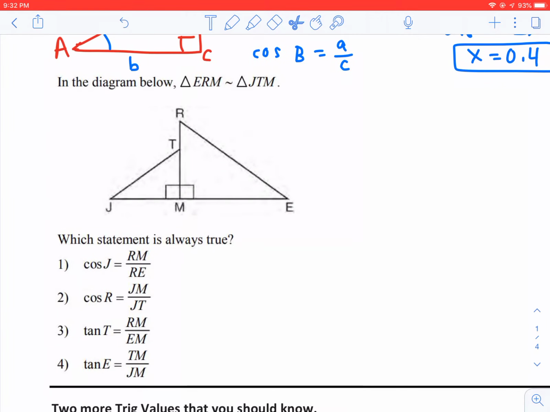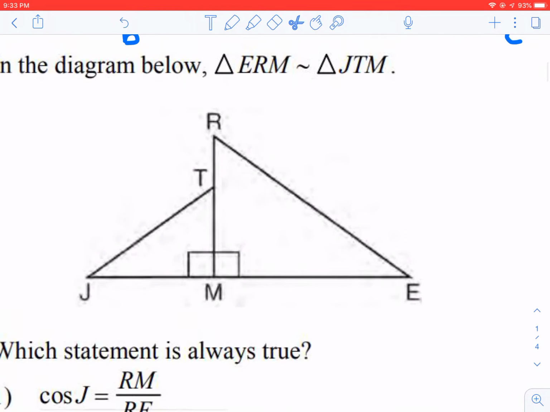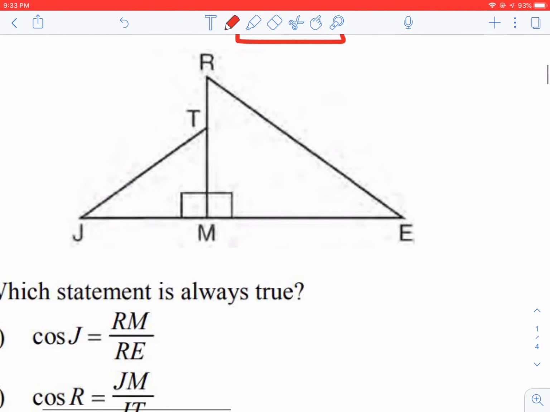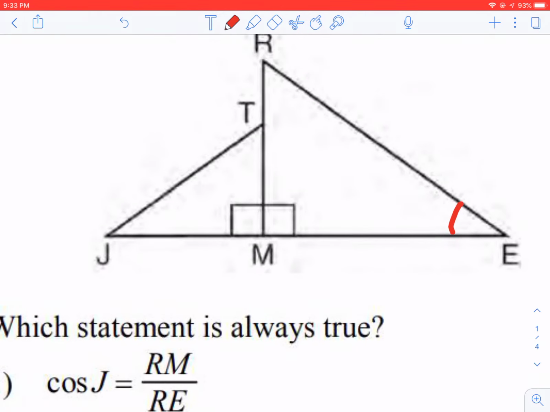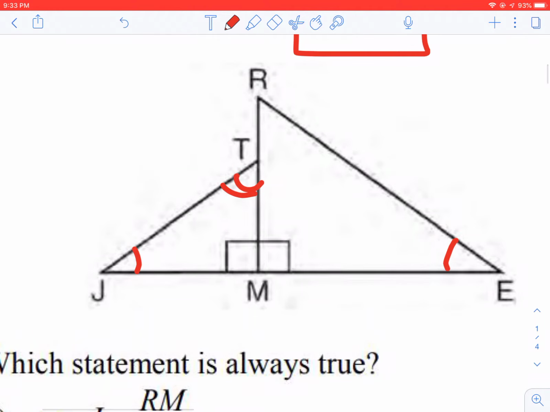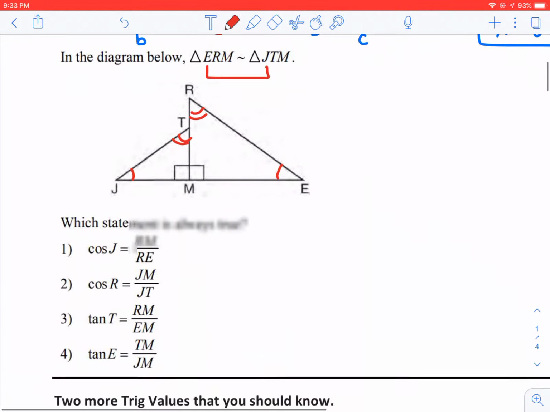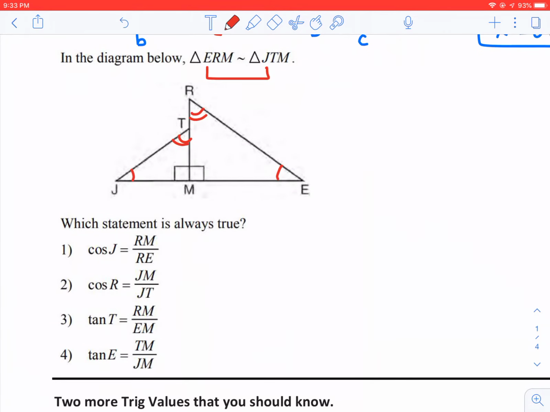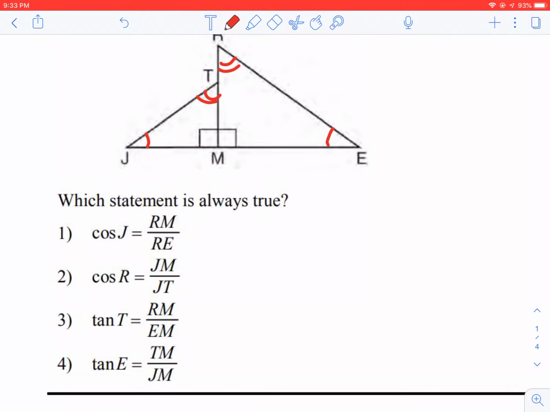And the next question is, in the diagram below, these two triangles are similar. Which statement is always true? Looking at the way they named this, angle E corresponds with angle J. So that means I know angle E and J are congruent, T and R are congruent, because in similar triangles, corresponding angles are congruent. So which statement is always true?